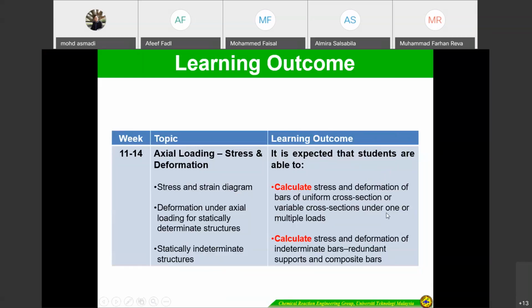Deformation of a bar of uniform cross section or variable cross section under one or multiple loads. Uniform cross section means the same cross section or area. Variable cross section means that different parts of the bar have a different area. Okay, so we are going to calculate the stress as well as the deformation, and then calculate stress and deformation of an independent bar, redundant support, and composite bar. Actually, this topic is really short, so we can finish by today.